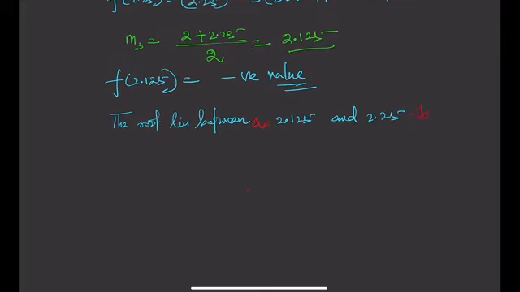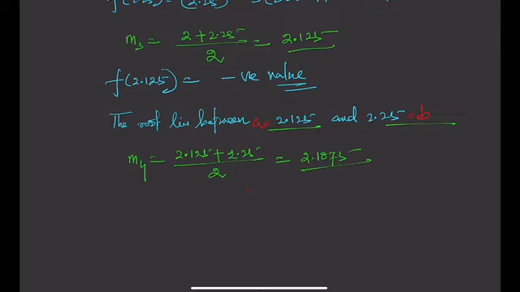Now again you have to divide this one. So we can find m4. What is m4? m4 is nothing but this a plus this b by 2. So 2.125 plus 2.25 divided by 2 again. So what is the answer next? Next will be 2.1875. Okay, now this is m4.